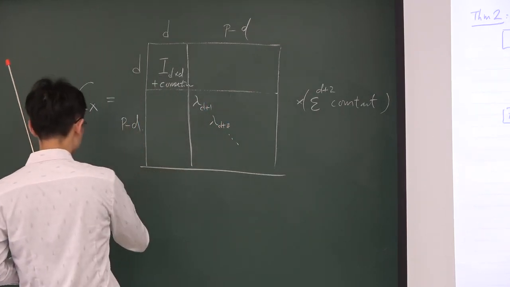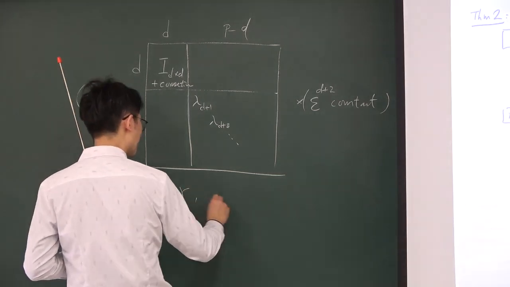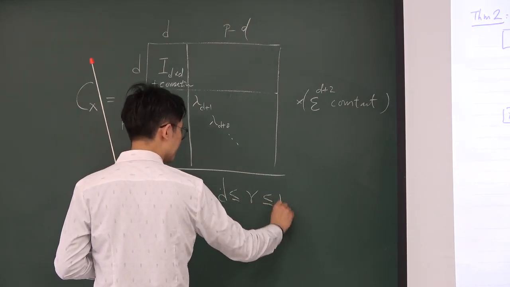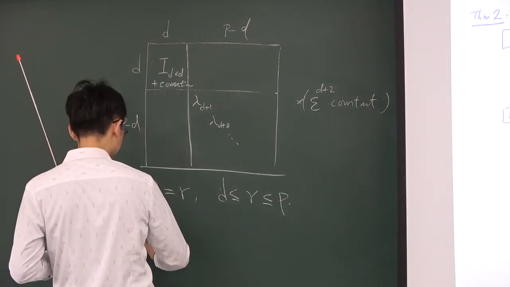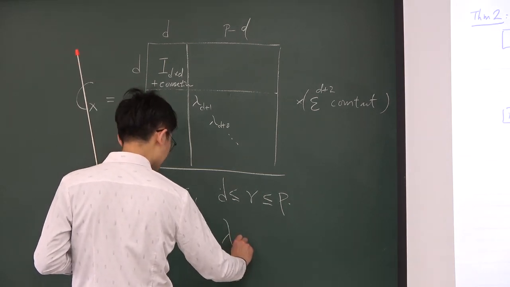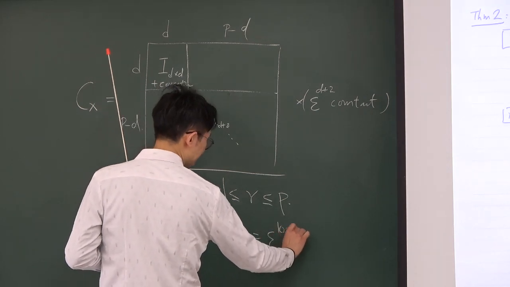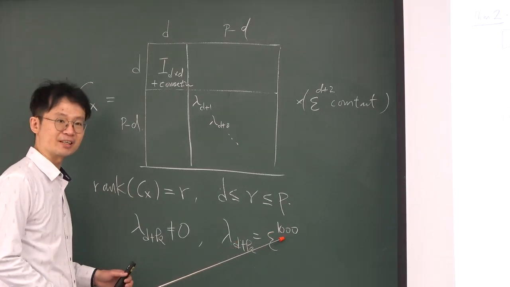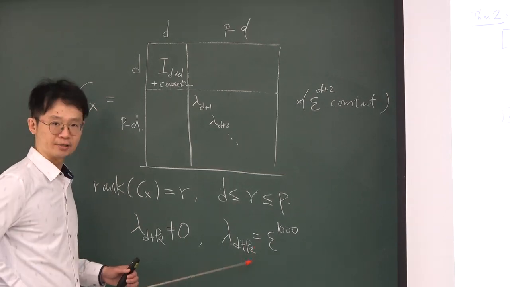When we say the rank of Cx is R, where R is in between D and P, it only tells you that lambda of some D plus K is not 0. It is possible that D plus K is epsilon raised to 1000. It is also counted as a rank, no matter how small it is, as long as it's non-zero. So you can start to see the challenge.